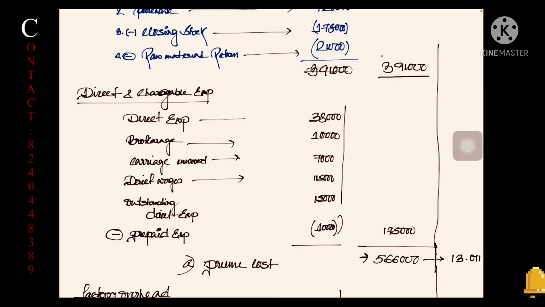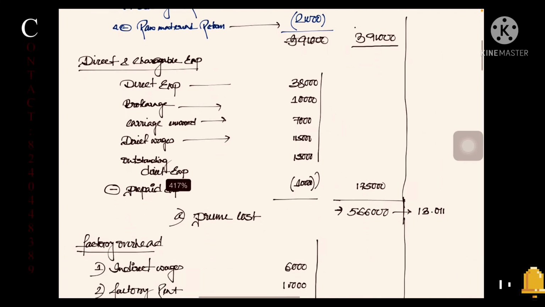I hope that makes sense, everyone. Boys and girls, come on. So this is what is called direct and chargeable expenses. Clear, everyone? Now anything related to the service department, meaning after procurement, anything related to factory cost, is called indirect. So first we are going to add these direct and chargeable expenses.